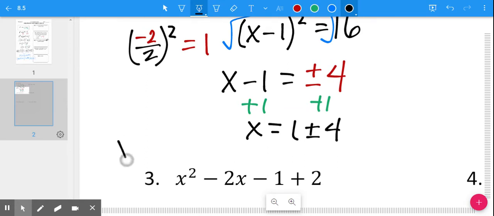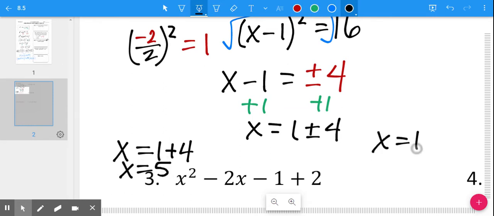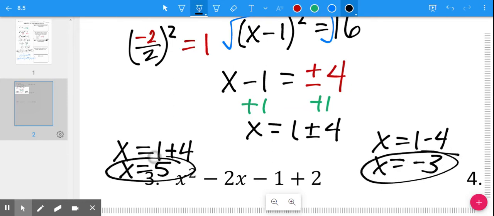So to break it down, we got x equals 1 plus 4, so x equals 5. Or x equals 1 minus 4, so x equals negative 3. So this parabola crosses the x-axis in two different places, once at 5 and once at negative 3.